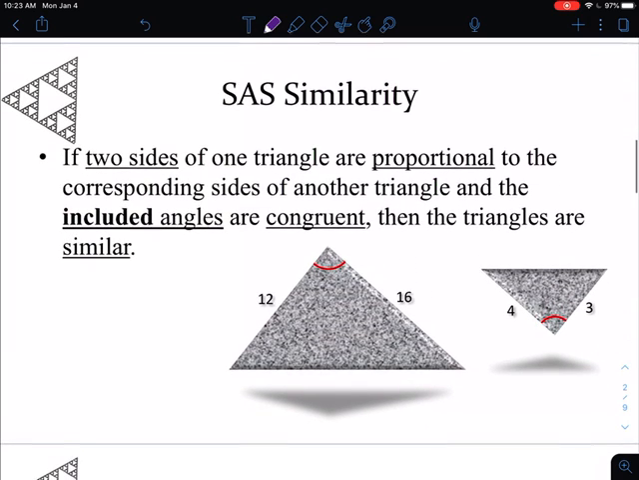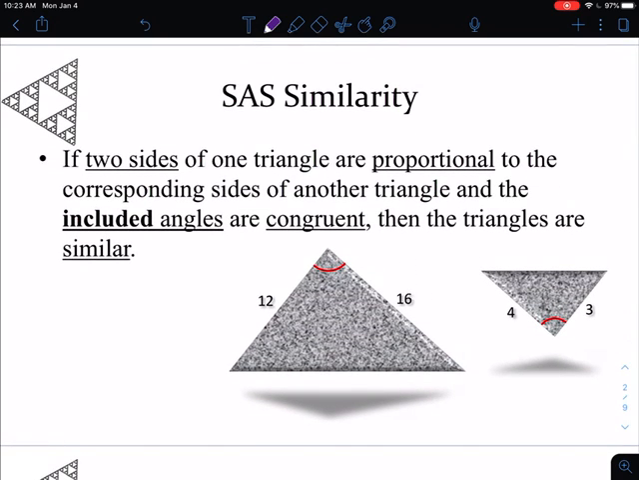The next theorem is called SAS. Now this is going to be very similar to what we saw with SAS in the last semester when we talked about these types of problems. And so SAS is two sides, but this time the sides must be proportional. That's a really key thing here. It's not that the sides are congruent, because we know that one triangle is bigger than the other, but the sides are proportional. And then the included angles must be congruent.